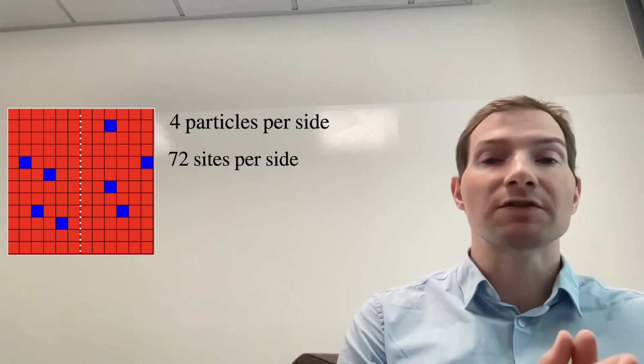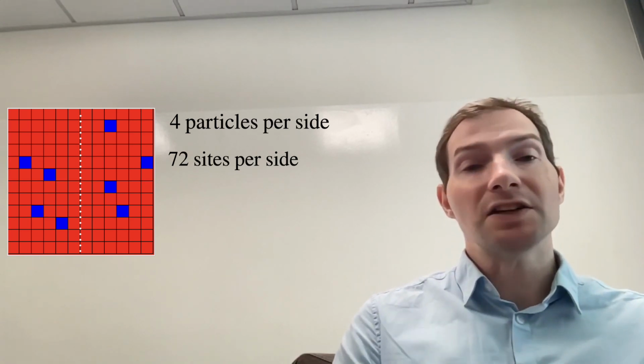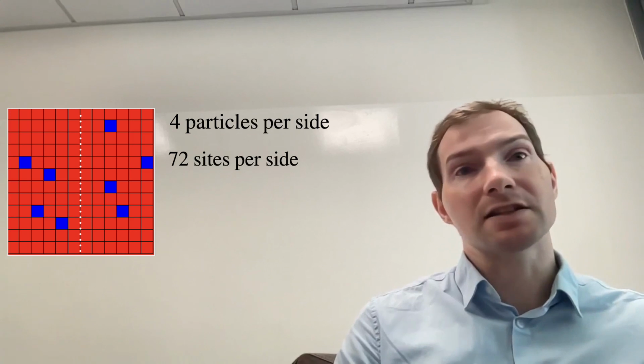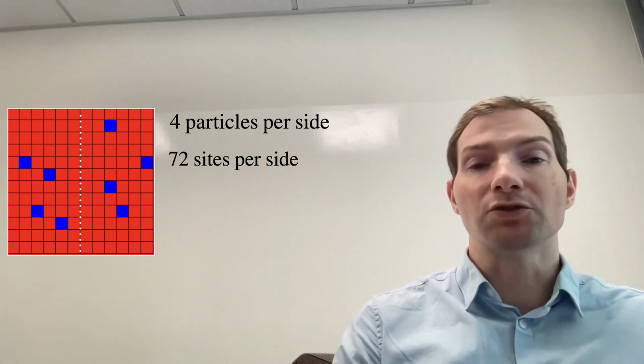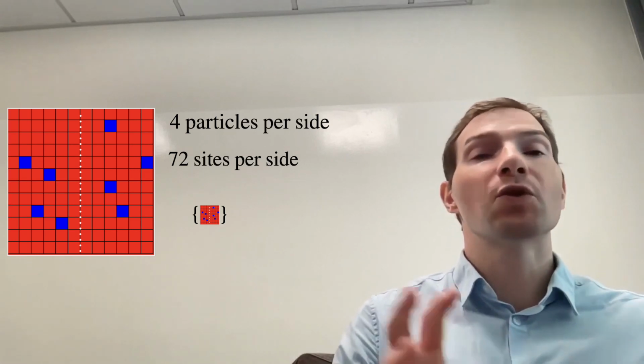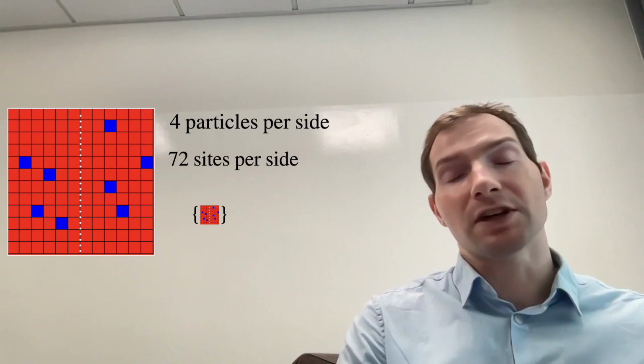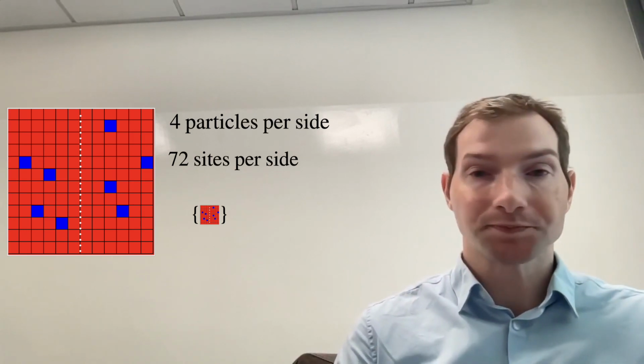So essentially you've got 72 sites per side and 4 particles per side, and this tells us about a class of configurations that I'm going to denote that way, which is a class of configurations where you've got 4 particles on the left and right hand side respectively.